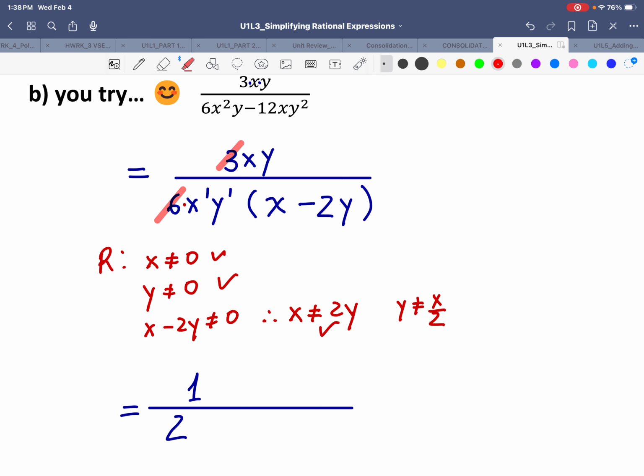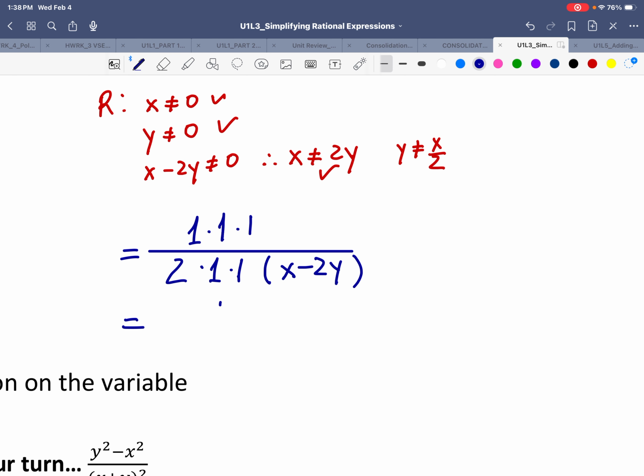So x in the numerator and x in the denominator will simplify to 1 over 1. You don't have to write this. I'm just trying to explain it for now. And lastly, we have y and y simplify to 1 over 1. And in the denominator, we have x minus 2y. Simplified form in this case will be 1 over 2 x minus 2y.